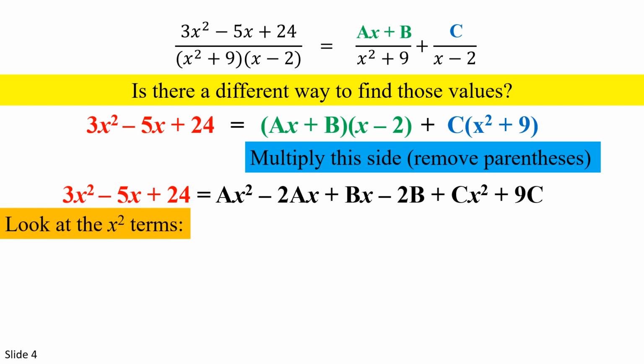Now let's just look at the x squared terms, because they have to be equal left side and right side. So we end up with 3x squared equals ax squared plus cx squared. Well, they all have x squared. Let's just look at the coefficients. So 3 has to equal a plus c.